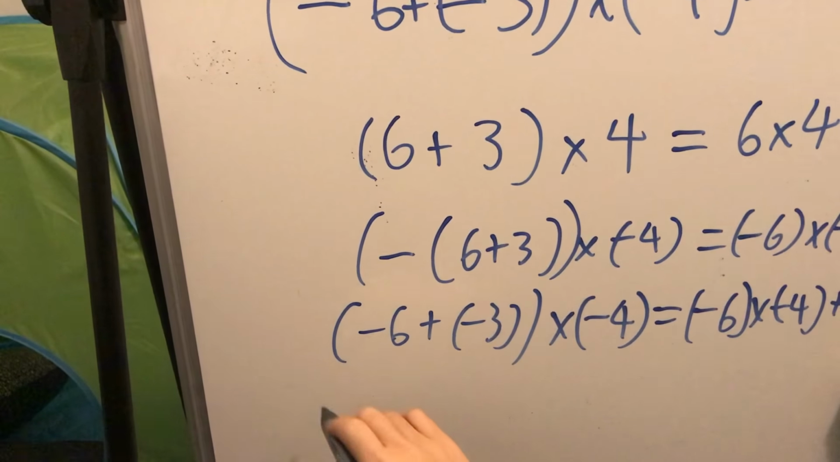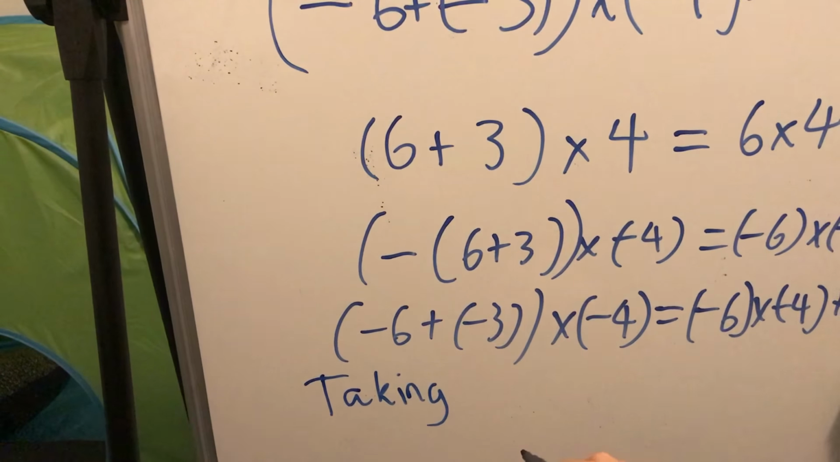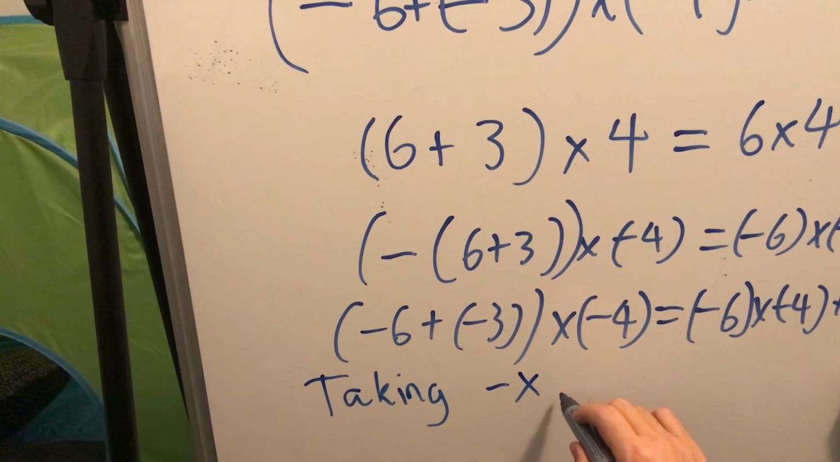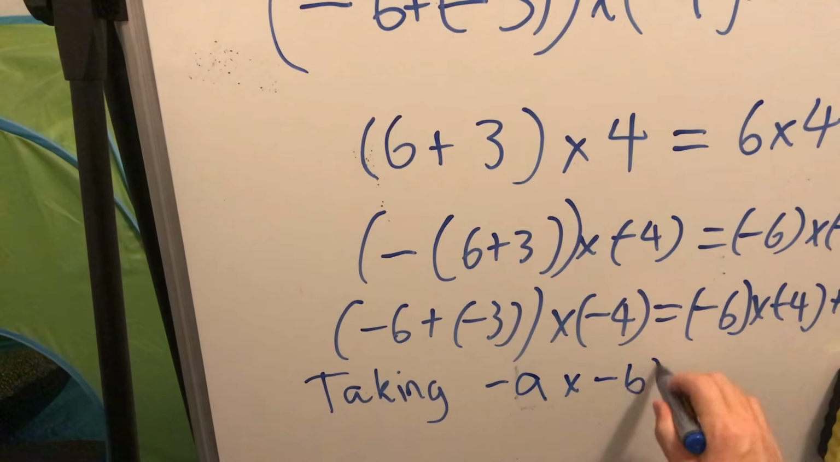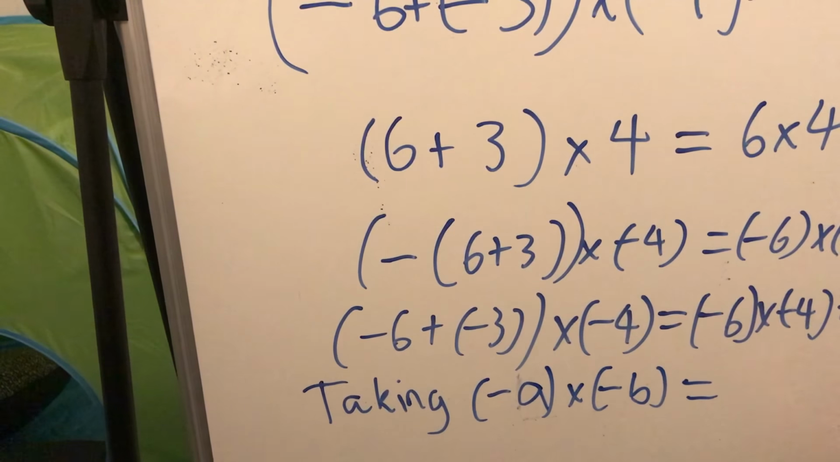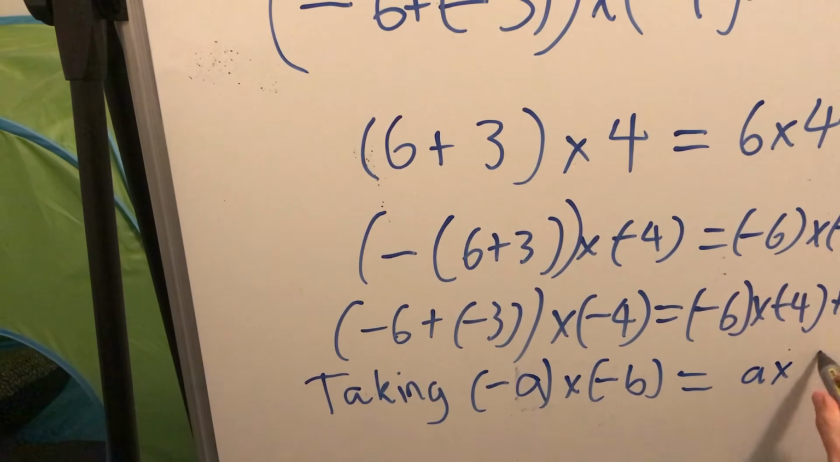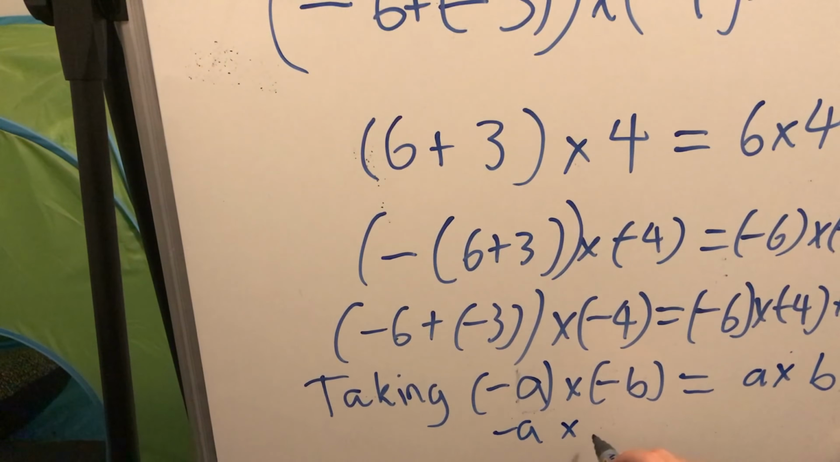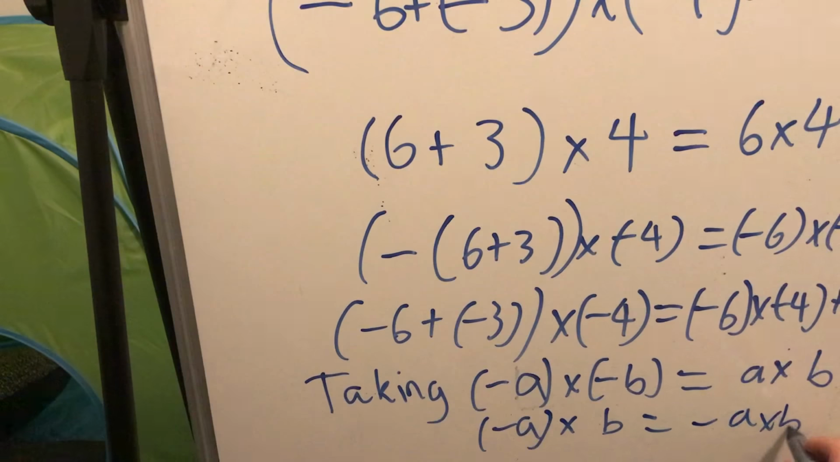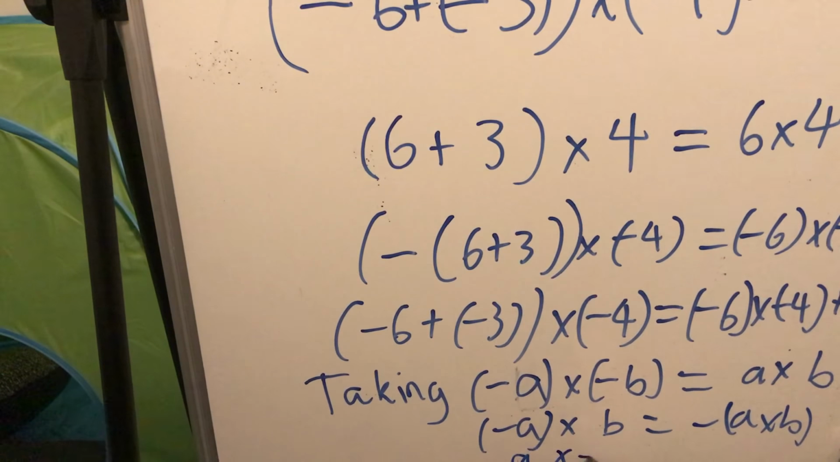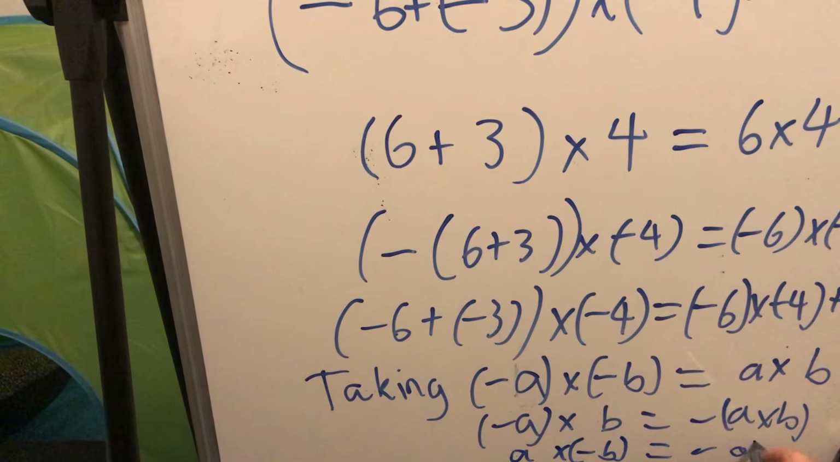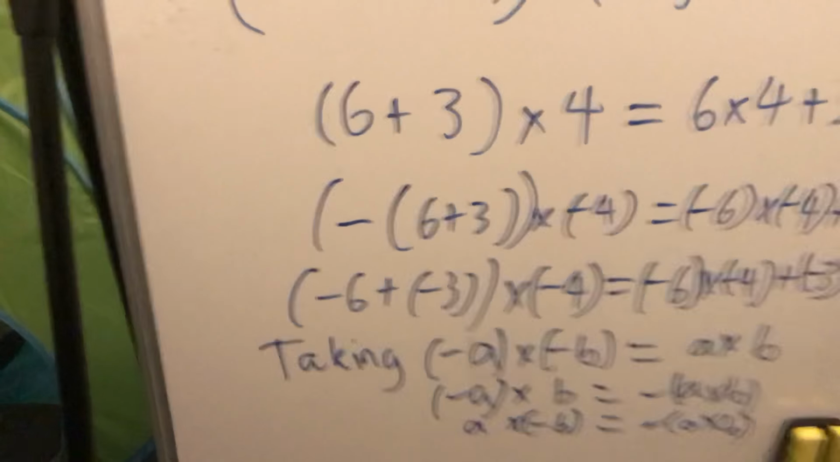Okay, so in summary, we're taking minus a times minus b equals a times b, and minus a times b equals minus a times b, and a times minus b equals minus a times b also, as a definition.